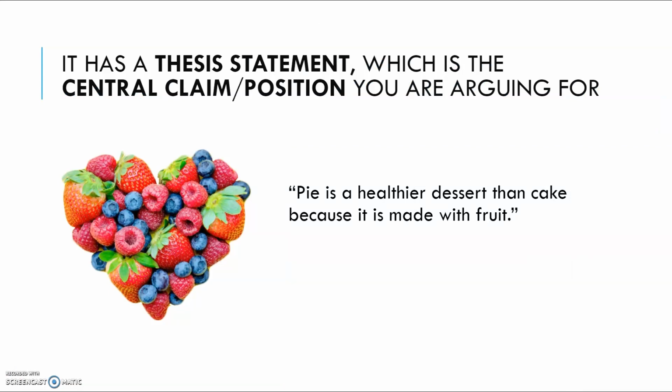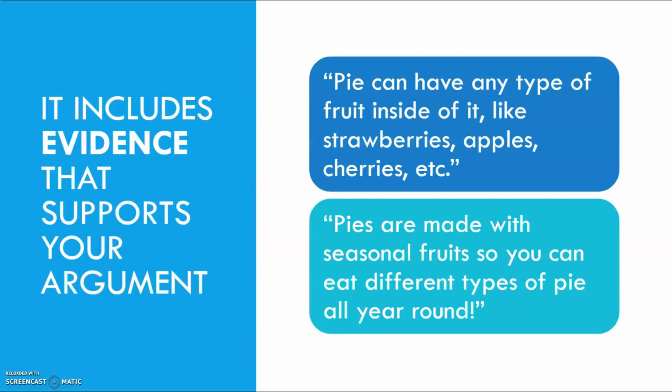Argumentative writing has a thesis statement, which is the central claim or position you are arguing for. So I am arguing or taking the position that pie is a healthier dessert than cake because it is made with fruit. Now that I have made this claim, I need to provide evidence that supports my position. So I could do this by citing how pie can have any type of fruit inside of it and that you can eat it all year round because of being able to bake it using fruit that is currently in season.